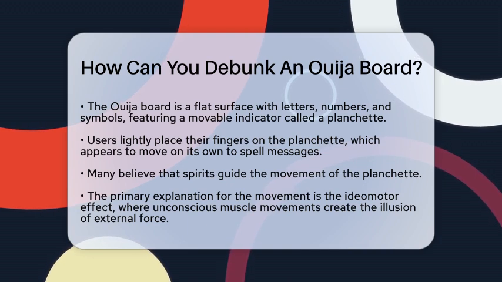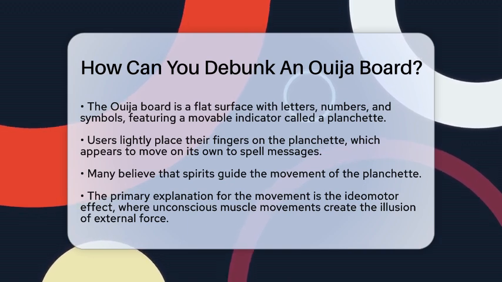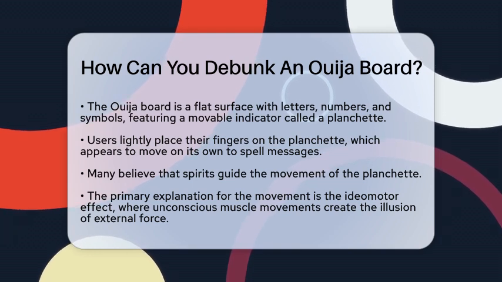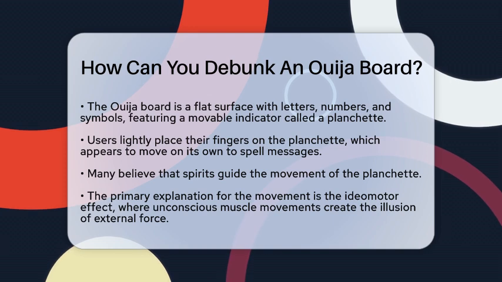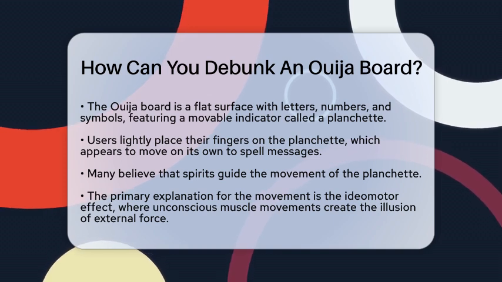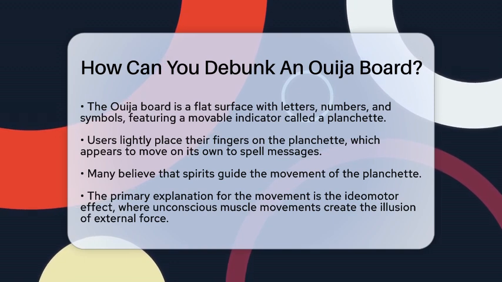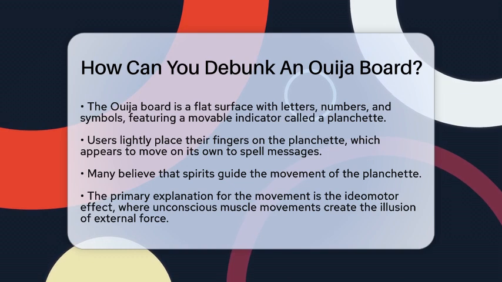The Ouija board consists of a flat surface marked with letters, numbers, and symbols. It also includes a small movable indicator known as a planchette. Participants place their fingers lightly on the planchette, which then seems to move on its own to spell out messages. Many believe that spirits guide this movement, but there is more to it than that.